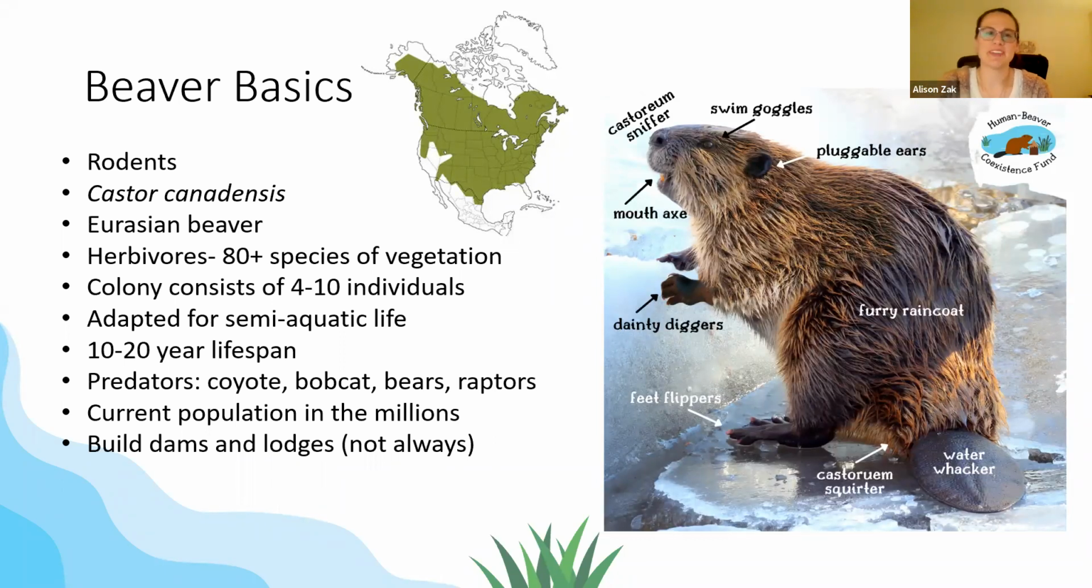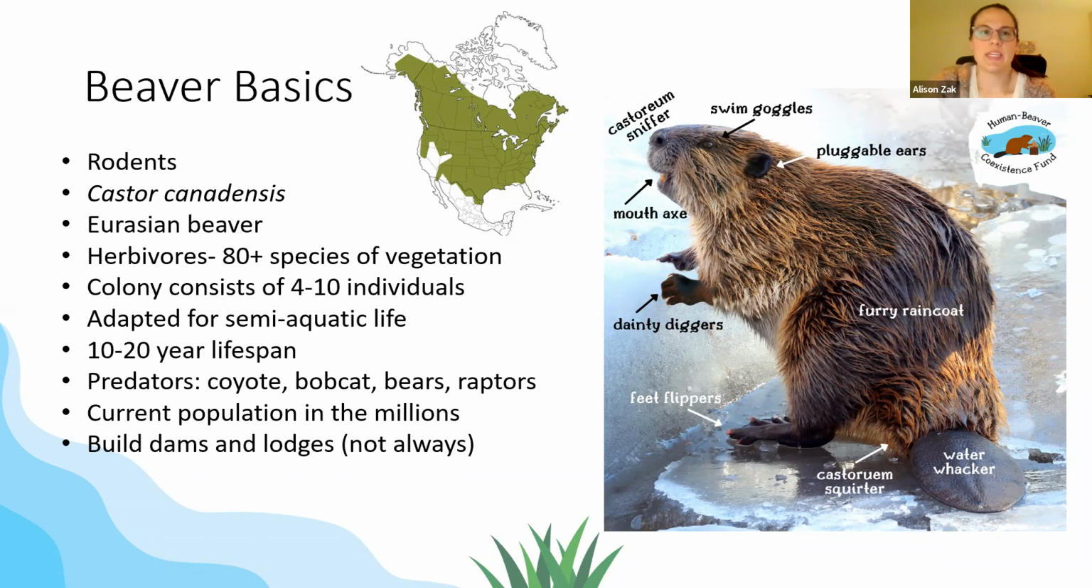We're going to start off with some beaver basics, just so that we all have some foundational knowledge about the animal that we're talking about. So beavers are in the rodent family, which means that they have those characteristic long incisors. I don't know if you all remember the "unscience an animal" trend from a few years ago, but this little graphic here is my silly way of pointing out a lot of those beaver adaptations for the semi-aquatic life that they live. And you'll see the mouth axe there pointing to those characteristic rodent teeth.